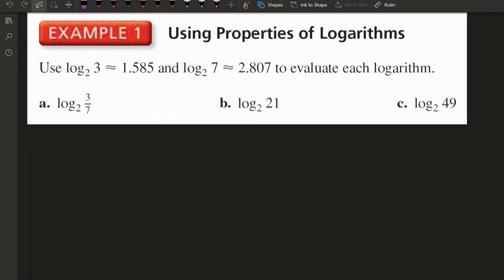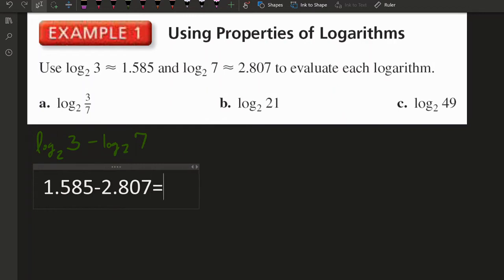So the first one you can see is the quotient property. So log base 2 of 3 divided by 7 would turn into log base 2 of 3 minus log base 2 of 7. And then we see log base 2 of 3 is 1.585, so I'll just substitute that in, minus 2.807, and using my calculator, that is equal to negative 1.222.